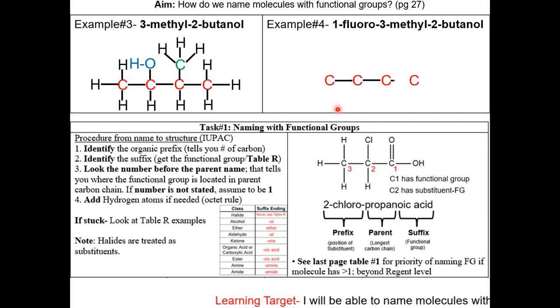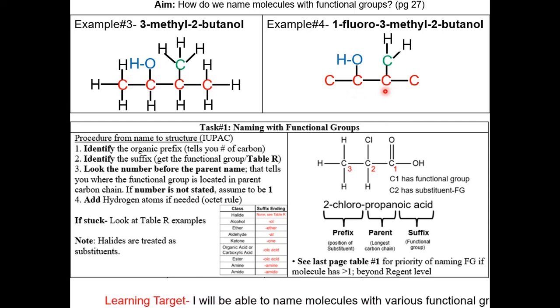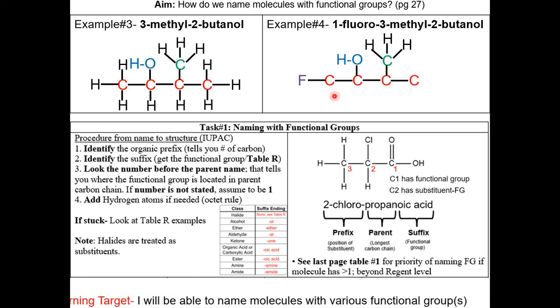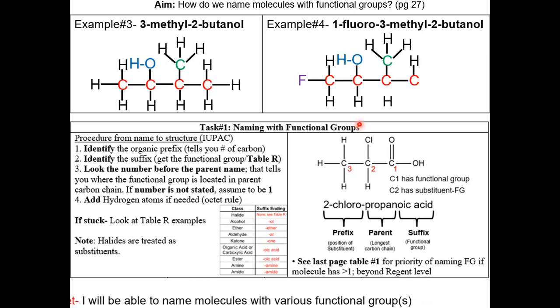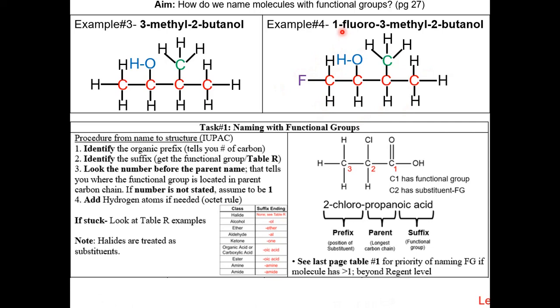The OH group is on carbon 2. The methyl group is on carbon 3, and the fluoro group is on carbon 1. Next, we're going to add in the hydrogens. This is the structural formula of 1-fluoro-3-methyl-2-butanol.